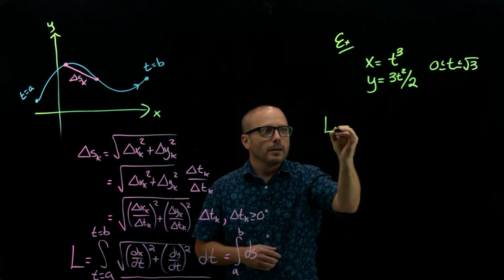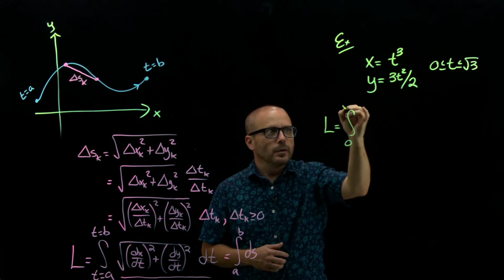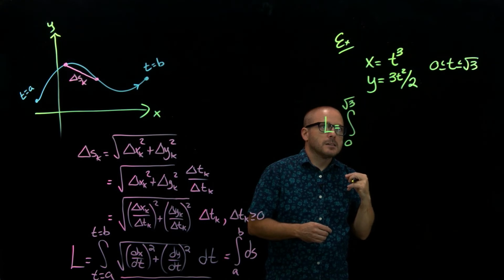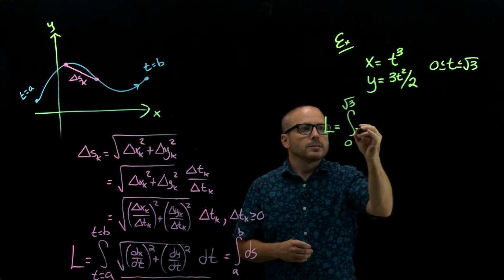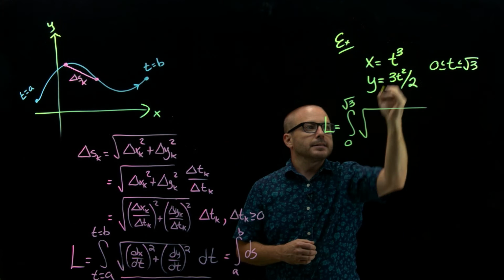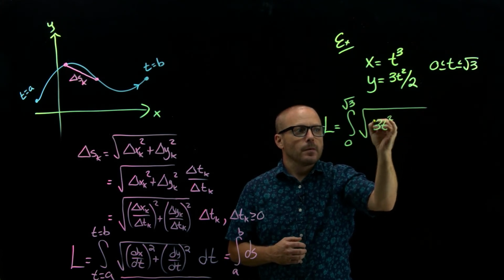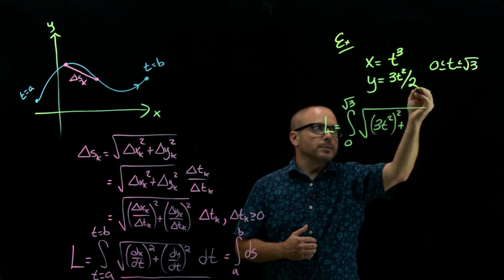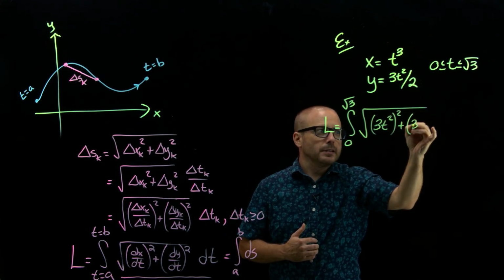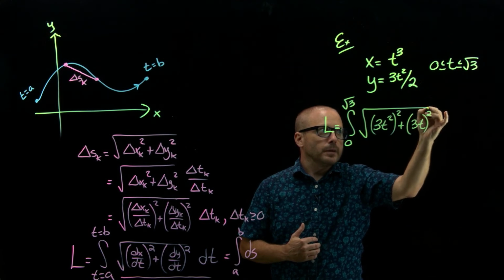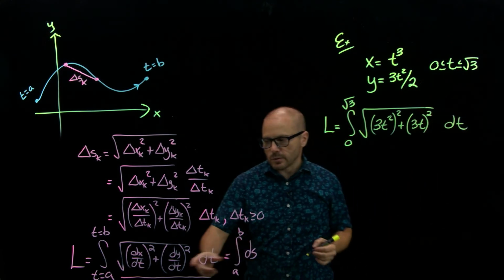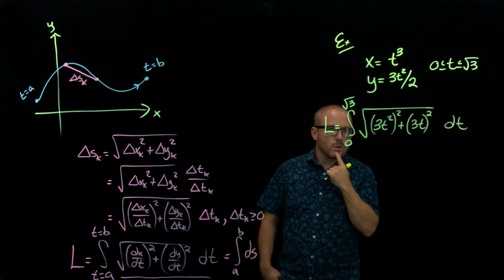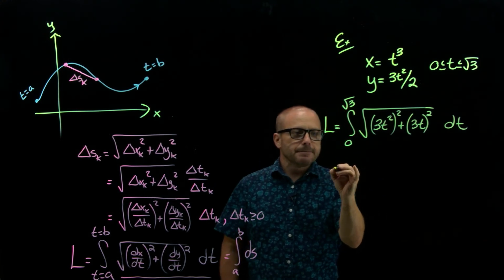So our length is the integral from 0 to root 3. And square root, dx dt is 3t squared. Dy dt, 2 comes down, cancels the 2. We have 3t, squared, dt. So just applying the formula we just derived. So what do we have?